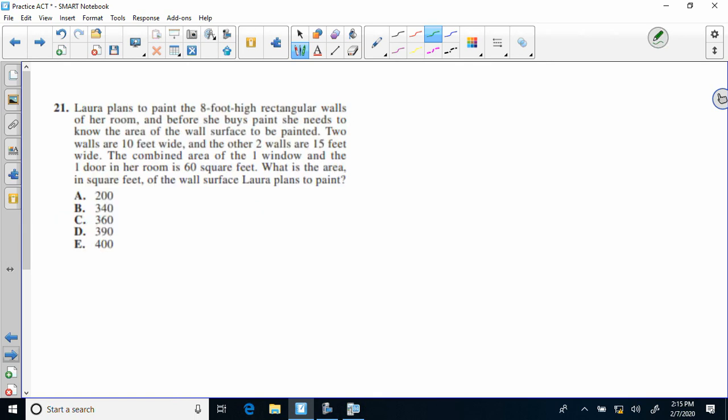Number 21, Laura plans to paint the 8-foot-high rectangular walls of her room. Before she buys paint, she needs to know the area of the wall surface to be painted. So there's going to be 4 walls in her room. She has a rectangular room. It says 2 walls are 10 feet wide, so they're 10 feet wide and 8 feet tall, and this is going to be 2 walls that look like that.